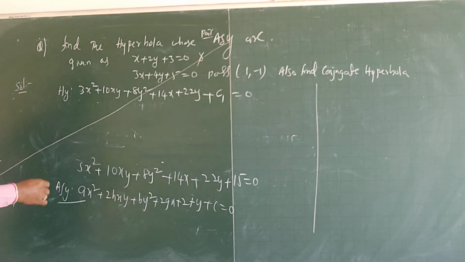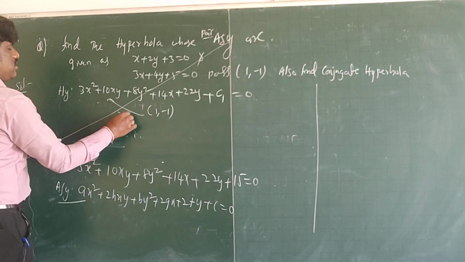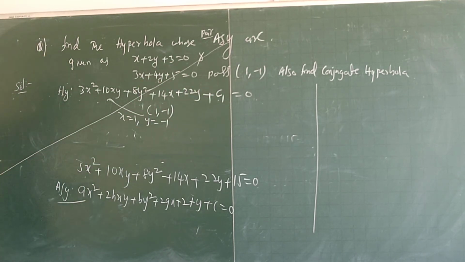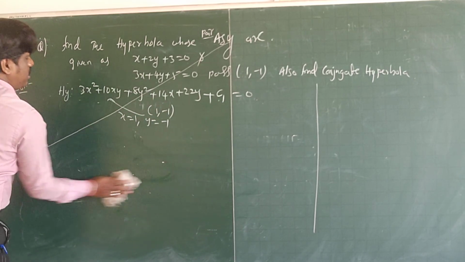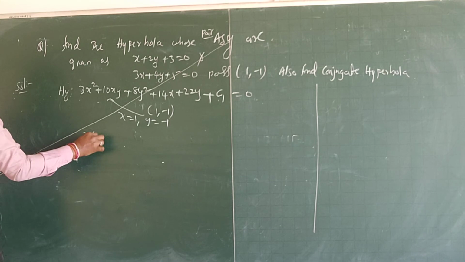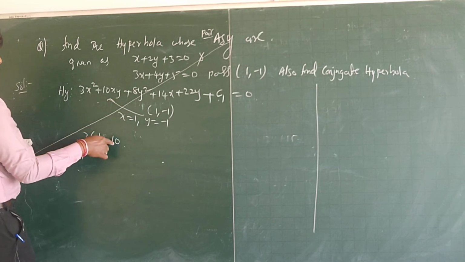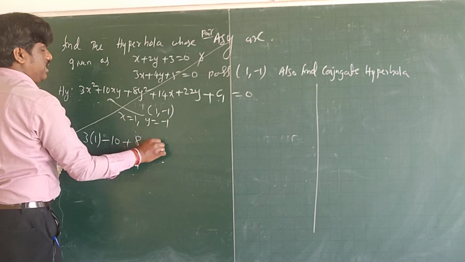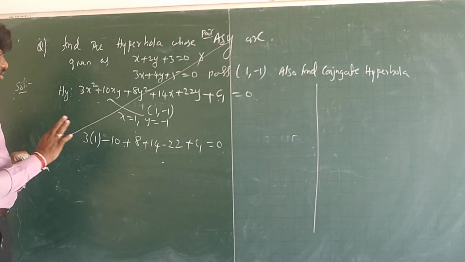Hyperbola is c1, and this is passing through the point (1, minus 1) given, means you substitute x is equal to 1, y is equal to minus 1, so you will get c1. So you substitute x is equal to 1 and y is equal to minus 1 in that. So you are going to get the answer. Okay. So what I get here, if I substitute there, I get 3 into 1 square is 3, plus 10 into 1 into minus 1 is minus 10, then here minus 1 square is plus, so 8 I will get, and here I will get 14, and here minus 22 plus c1 is equal to 0. From this I am going to get c1 value.